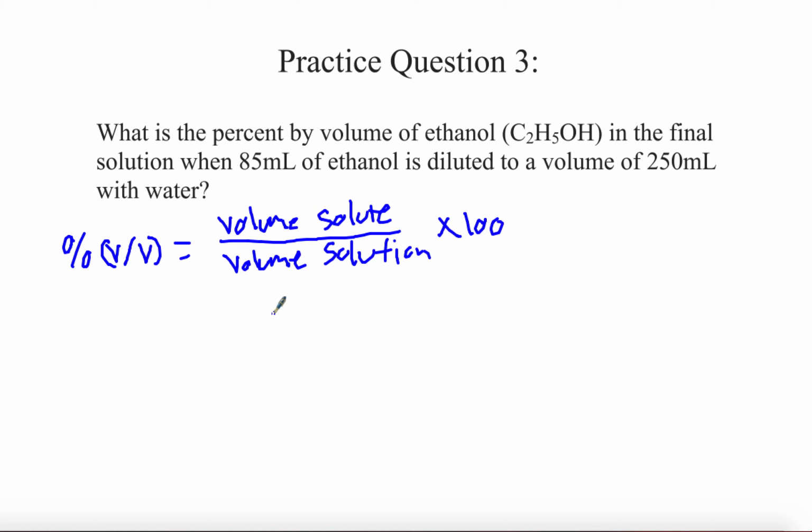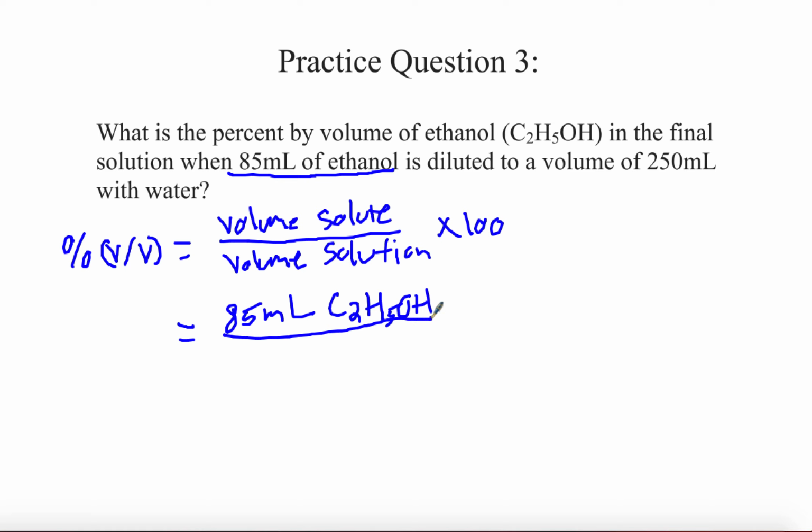All right, so the key thing here is just kind of interpreting the numbers the right way. So we have 85 milliliters of ethanol diluted to a volume of 250 milliliters of water. So our 85 milliliters of ethanol, we know that ethanol is going to be our solute. So we're going to have 85 milliliters of that. And I'm just going to go ahead and label the ethanol formula here so we know what we're talking about. And the key here is it says to a volume. To a volume means the final volume of the solution is going to be 250 milliliters.